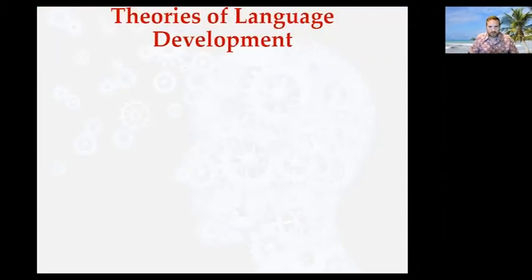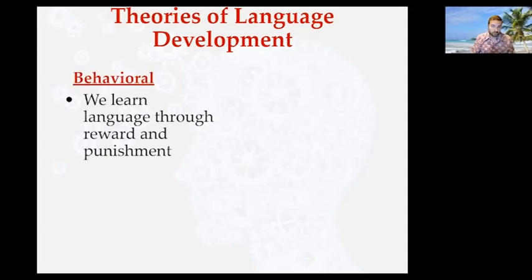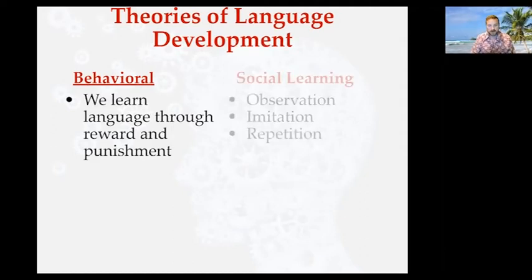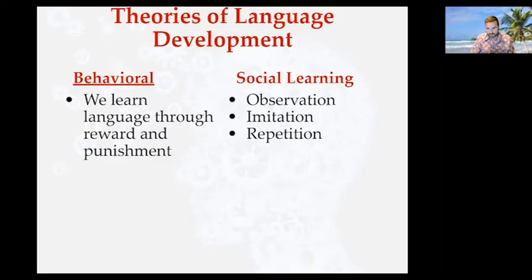How do we develop language? There's a couple of different theories as to how we do this. The first one is behavioral. We learn language through reward and punishment. We're rewarded for saying certain words and we're punished for saying other words. We also learn through social learning. Basically we watch someone or listen to someone else and then we imitate them. This really helps explain slang, for example.